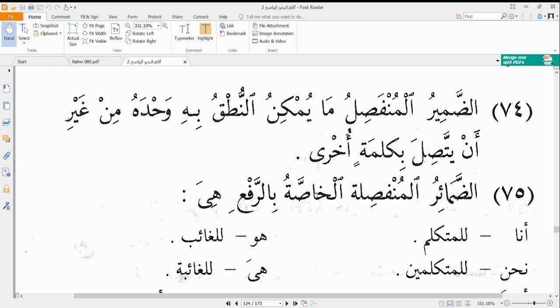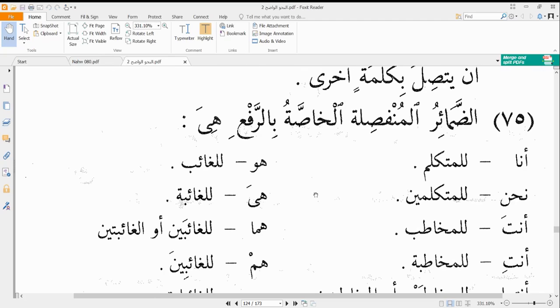In the case where a noun has reference and we want to put a domir to replace it, we use these pronouns. The first is ana. It means I, lil mutakallim. It works when you're talking about yourself, that is the speaker. Nahnu, lil mutakallimin: when there is more than one speaker referring to themselves, we use nahnu. Anta, lil mukhatab, means you, the person you are facing.